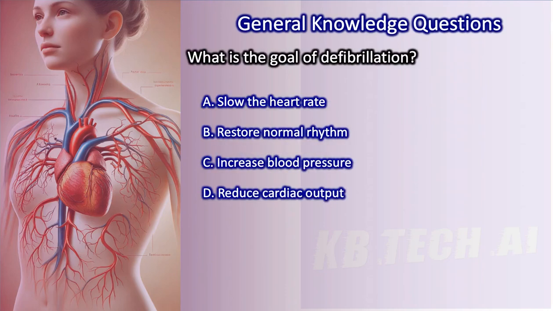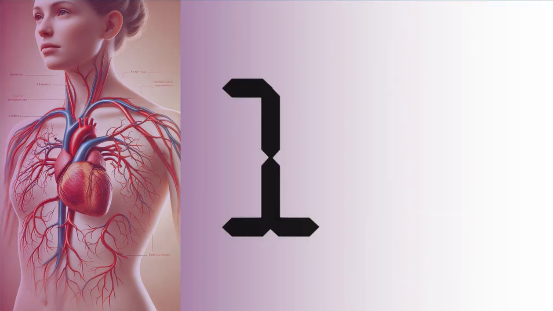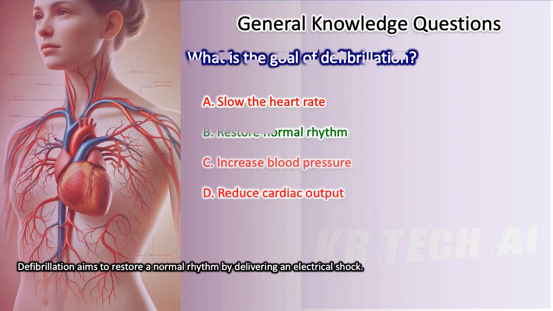Which is the goal of defibrillation? Option 1, slow the heart rate. Option 2, restore normal rhythm. Option 3, increase blood pressure. Option 4, reduce cardiac output. The answer is option 2, restore normal rhythm.